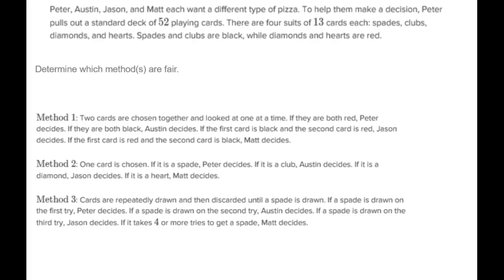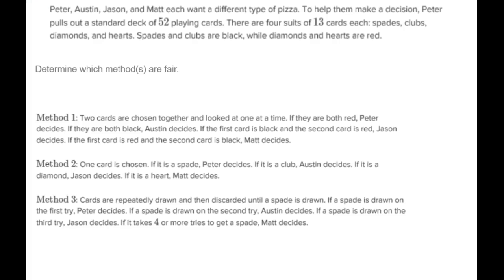Peter, Austin, Jason, and Matt each want a different type of pizza. To help them make a decision, Peter pulls out a standard deck of 52 playing cards. There are 4 suits of 13 cards each: spades, clubs, diamonds, and hearts. Spades and clubs are black, while diamonds and hearts are red. You want to determine which method or methods are fair from the 3 listed below.